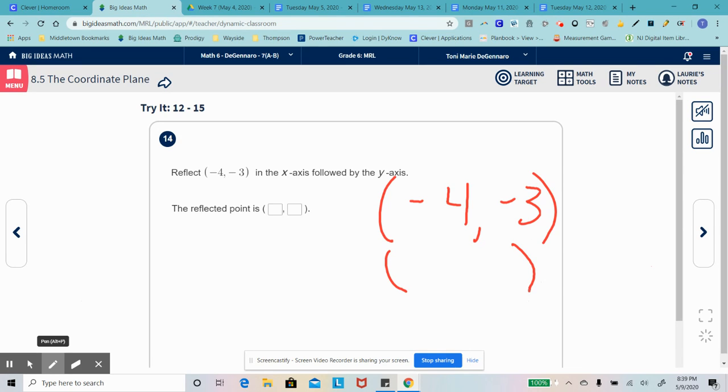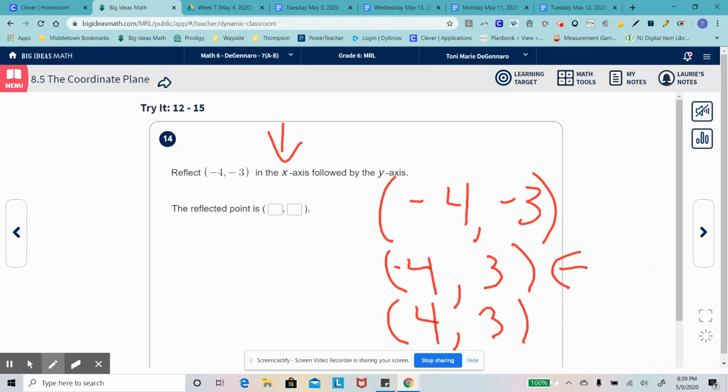So we are going across the x-axis first, so the x stays the same. So y is changing. So if y is -3, it's going to be -4, 3. Then you start here, and it says to go across the y-axis, which means your y is staying the same, and then your x is changing. So your -4 is now 4. And to check it, your original should be the direct opposite of the last. So these are both negatives, so these should be both positives. So it looks like we did it. So 4, 3.